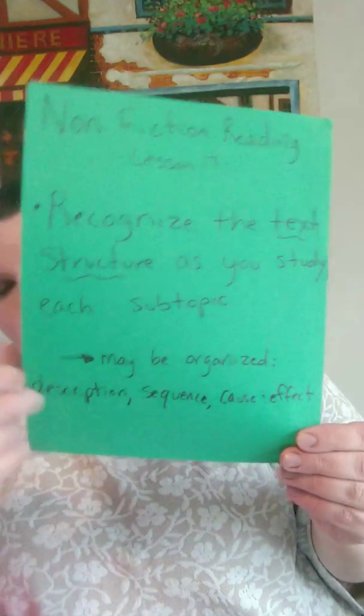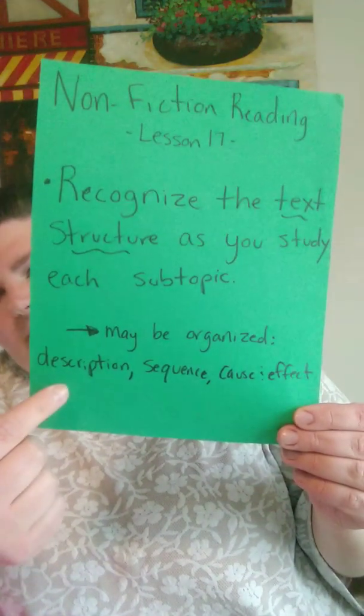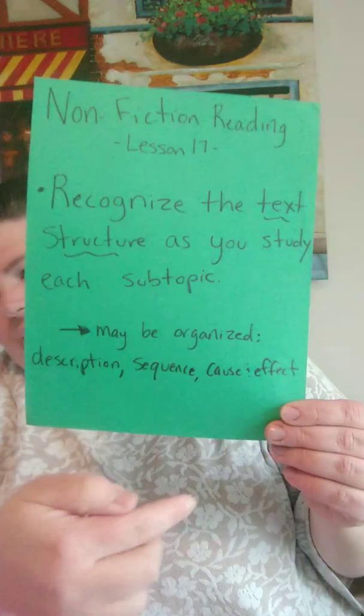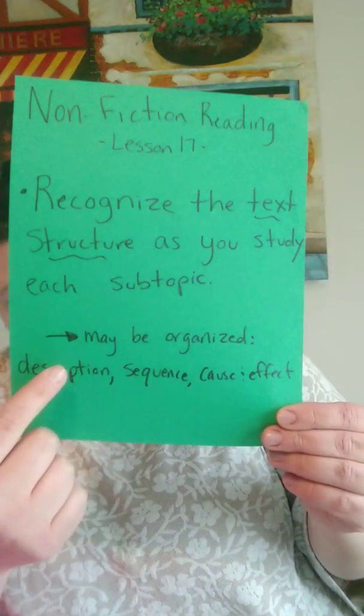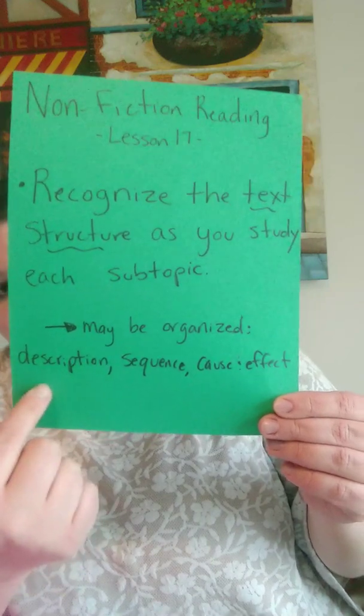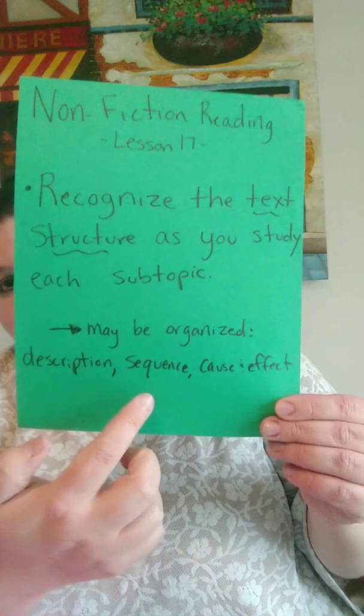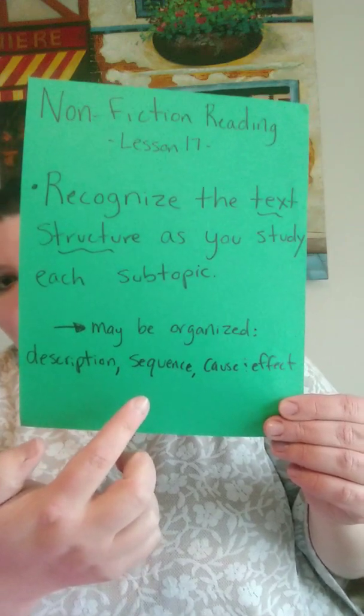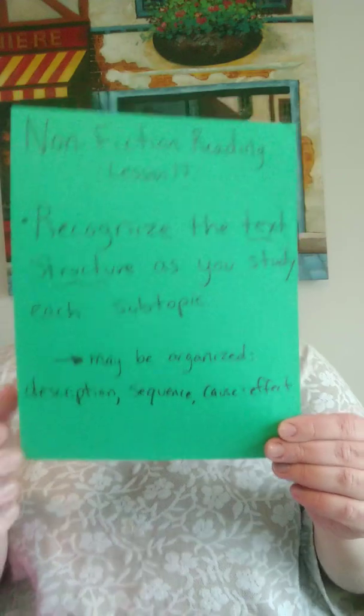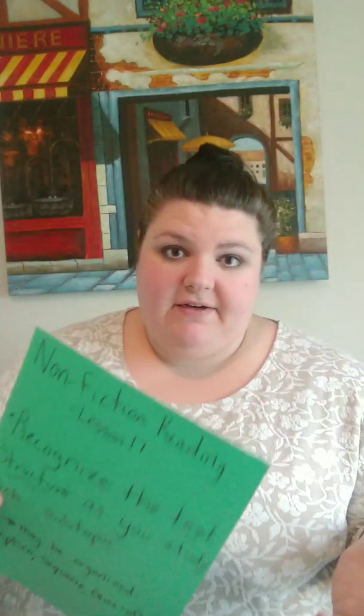And if you think back to a few weeks ago, when we talked about text structure, we know that it can be organized in a description form, a sequence form, first, second, third, or first this happened, next, finally, or the text structure might be in a cause and effect. So that's what we're going to look at today. So I'm hoping that you continue studying whatever topic you chose last time, because we're still working on developing all of our knowledge from that.